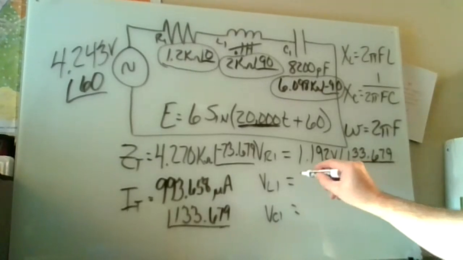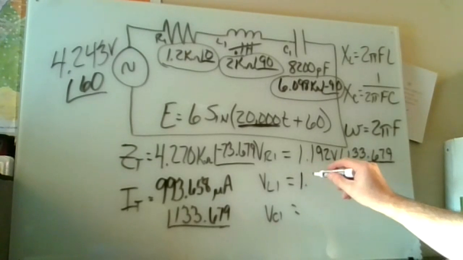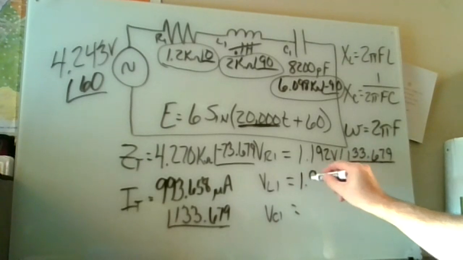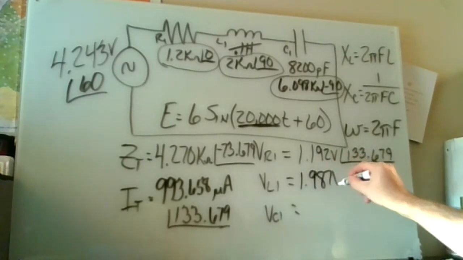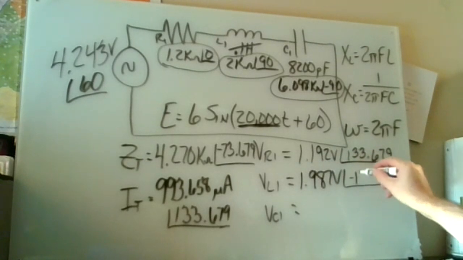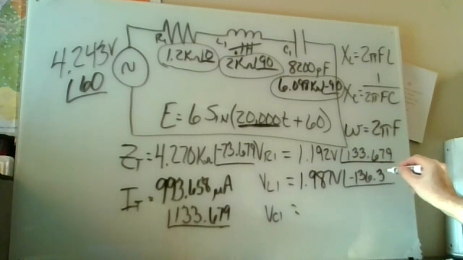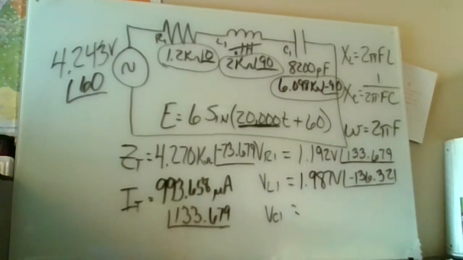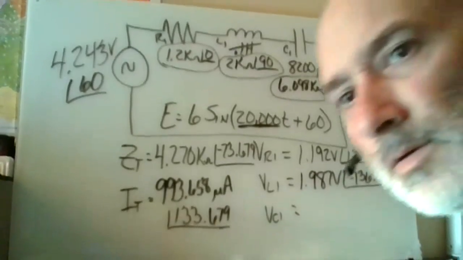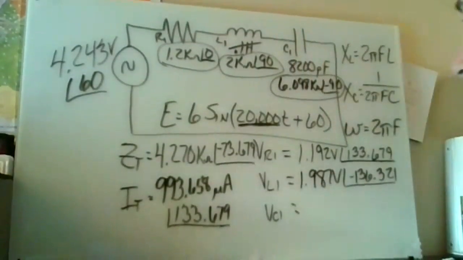So okay, I got the whole thing now. VL1, I got 1.987 volts at an angle of negative 136.321. So you should have got something close to that. I got 9.936 with an angle of 133.679. I mean, the I was stored, so I didn't type it wrong.